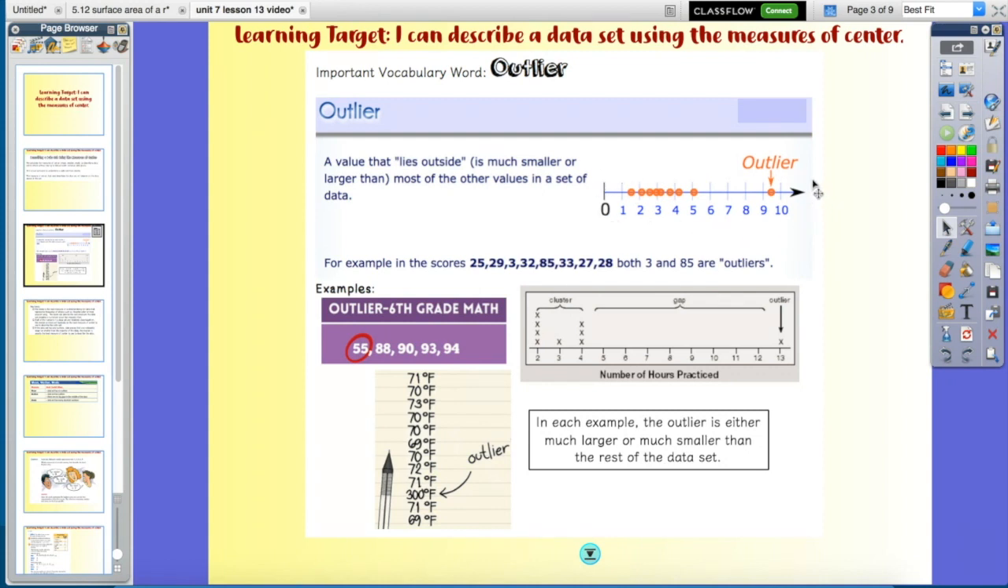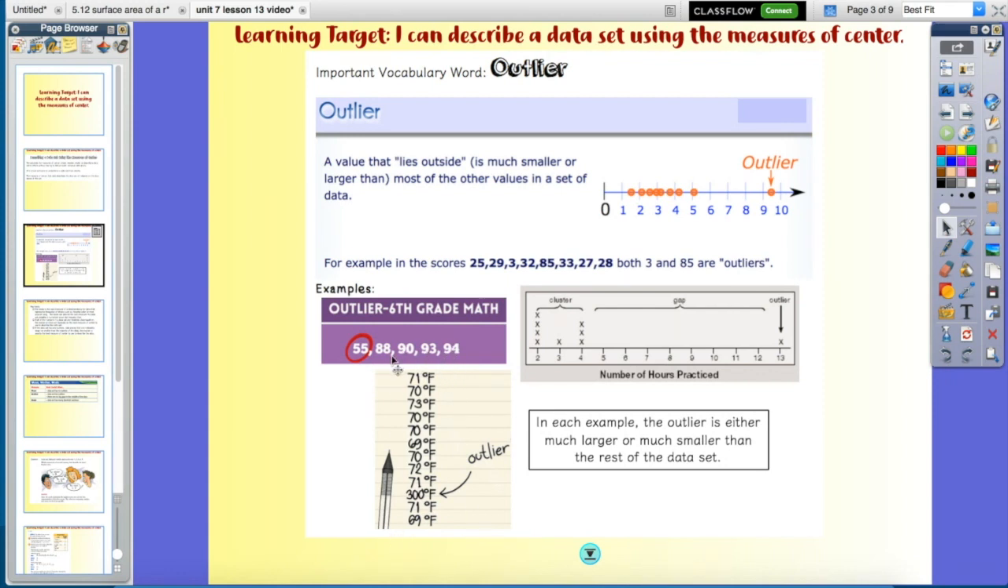So here we see a data set, and this would be the outlier because it is very spaced out from all of the rest of the pieces of data. You could see it in visual representations like a line plot. You could see it just in a list. So this was a list of grades. Clearly the 55 stands out compared to 88, 90, 93, 94.